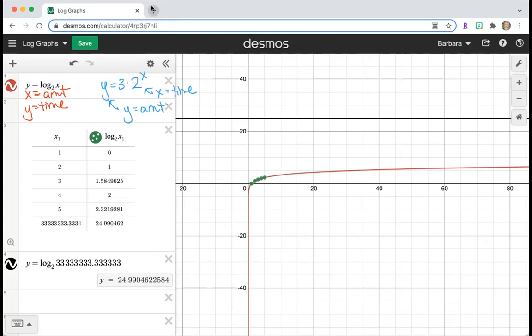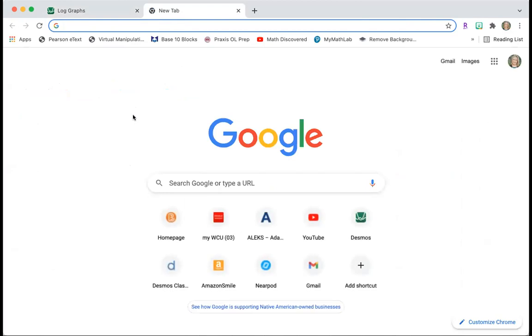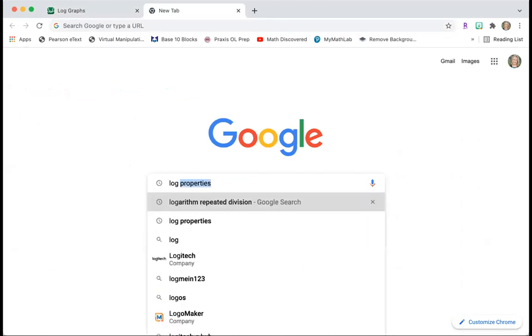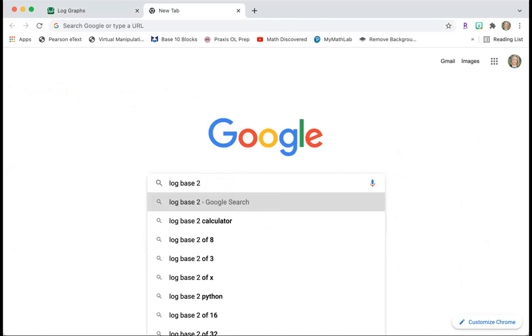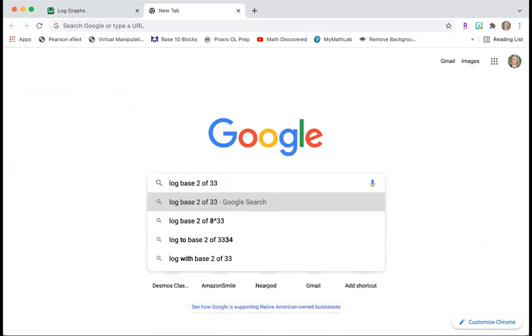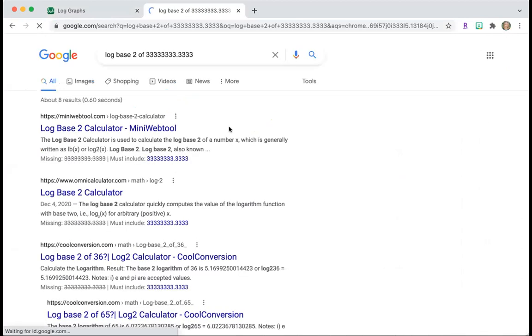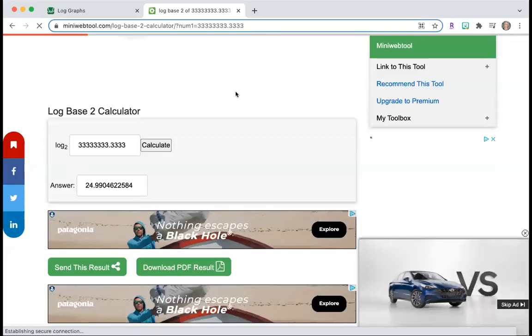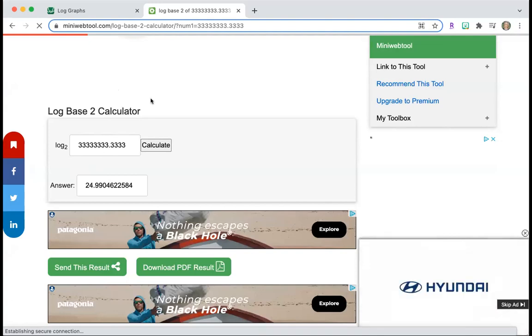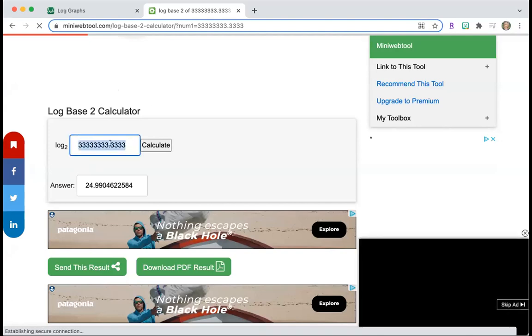And actually you can also use it like in Google. Oh, let me clear that. So we want log base 2 calculator of 33,333,333.333. All right, so sorry, Google didn't automatically calculate that for us, probably because it was a little bit more complicated, but this log base 2 calculator did. You can see that's our number and then that's our solution.